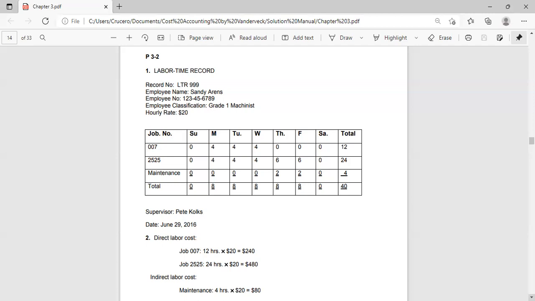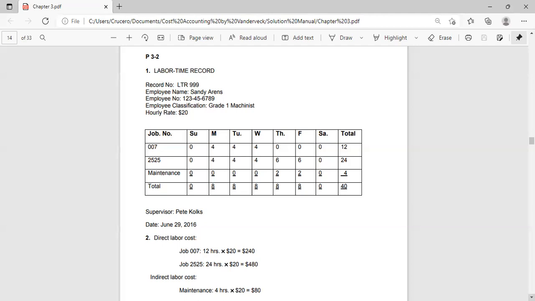So we have 3 days. And for job 007, she worked for 4 hours, and for job 2525 for another 4 hours. Then on Thursday and Friday of the week, she worked 6 hours per day for job 2525, so 6 hours per day and 2 hours per day on maintenance. So on maintenance, that's Thursday and Friday. Now, no more work on Saturday.